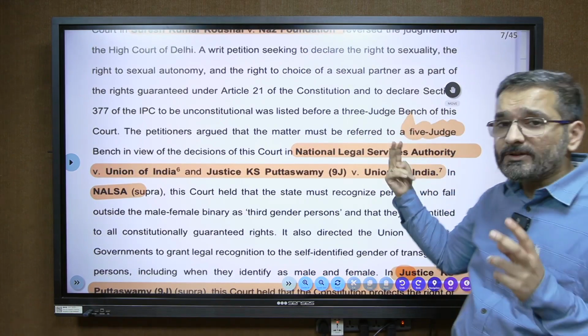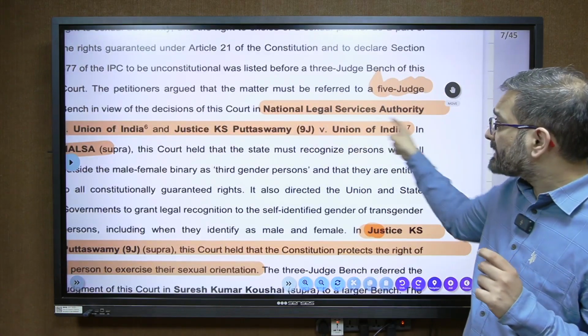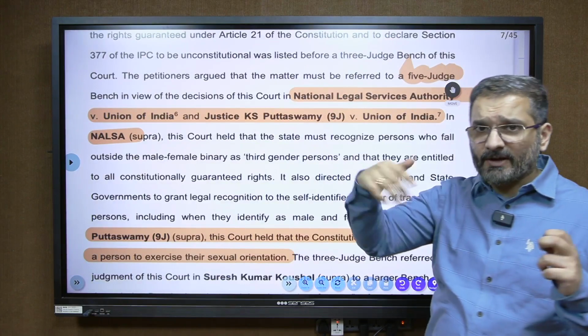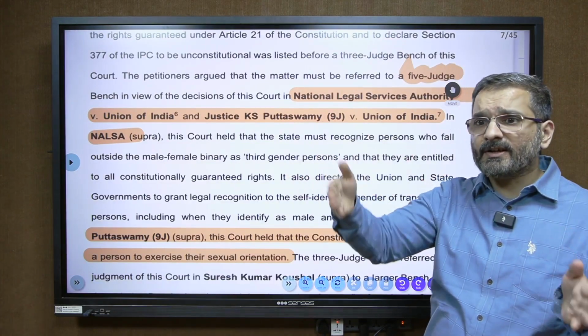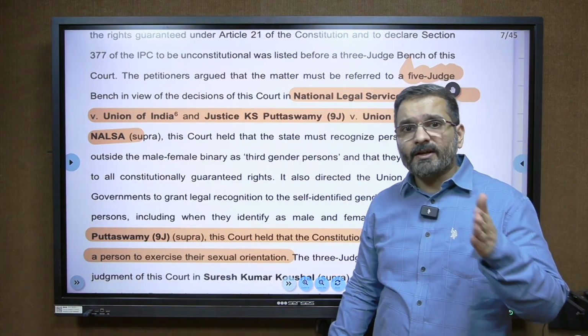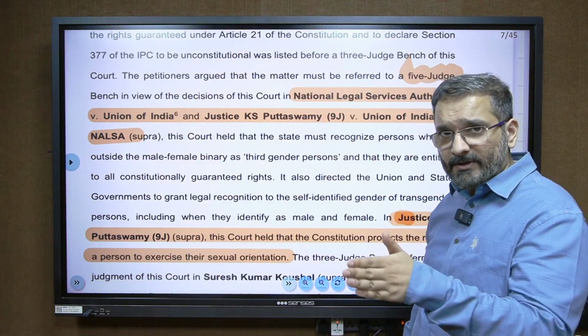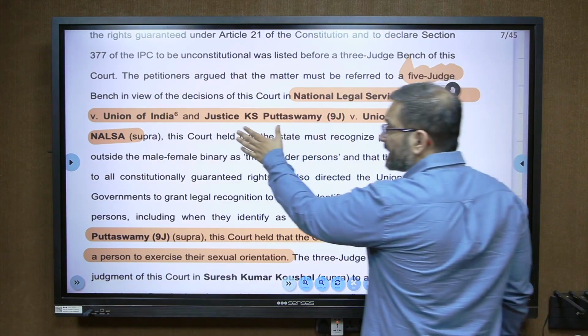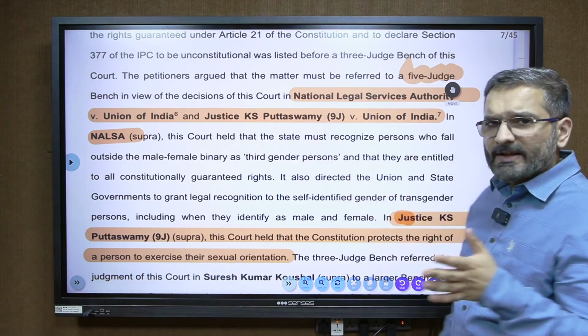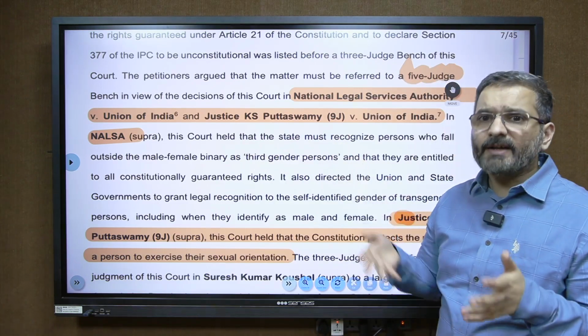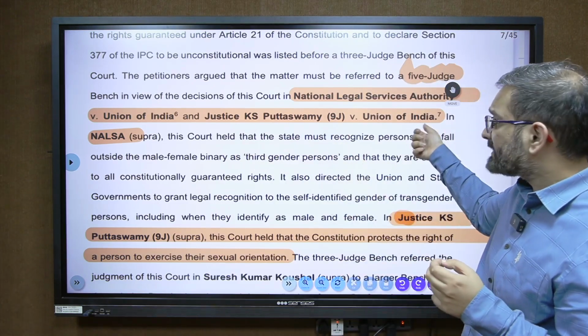However, in between there were also two cases. That is National Legal Services Authority versus Union of India, in which transgenders were recognized as a third gender, and it was recommended that they be treated under the SEBC, socially and educationally backward classes. And along with that, there was one more case, that is Justice K.S. Puttaswamy, the right to privacy is a fundamental right, the Aadhaar case, as it is more popularly known, versus Union of India.